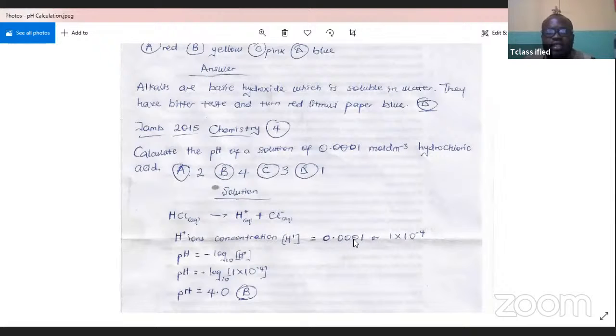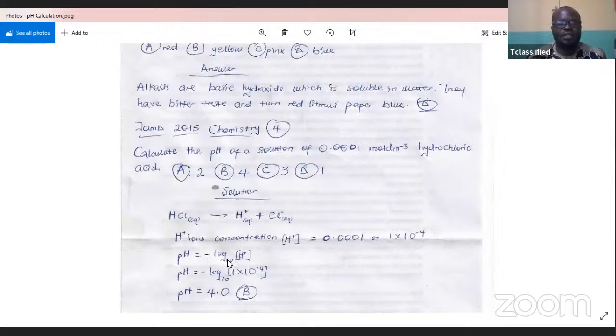So you convert this 0.001 into a standard form, so that when you take the negative log reading, you can easily manipulate it. So how do you convert this to a standard form? You simply count the number of zeros you can get through here. You have 1, 2, 3, 4. So this is the same thing as saying 1 times 10 to the power minus 4.